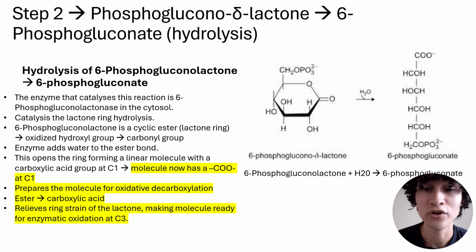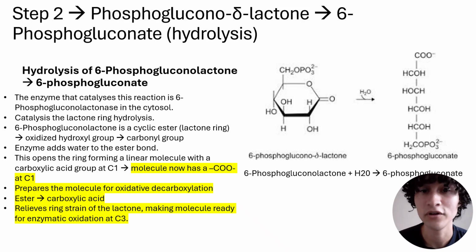So step 1 was an oxidation reaction. We had our glucose 6-phosphate, and that hydroxyl group on the first carbon was oxidized into a carbonyl C double bond O group, and that gave us our phosphogluconolactone, and we had that lactone ring formed. But the next step is conversion of phosphogluconolactone into 6-phosphogluconate.